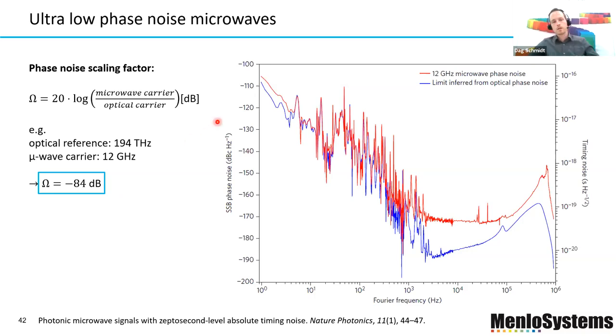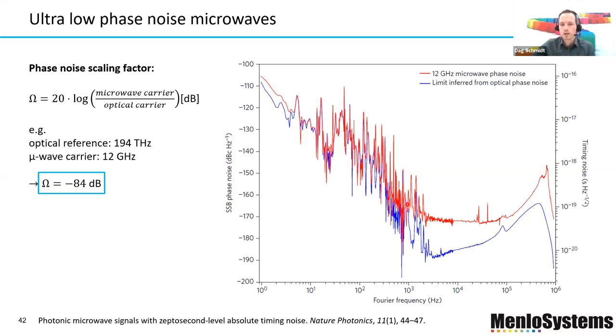And this is what I've shown here. The blue line is the optical phase noise of the ultra-stable laser down converted with this factor of 84 dB. So this is really the theoretical limit we can reach. It's not getting better than that. And in red, this is the real data. And you can see this really nicely follows the theoretical prediction. We are losing almost nothing. This is more or less a perfect spectral purity transfer down to the microwave domain.